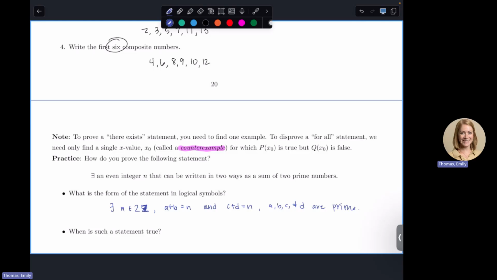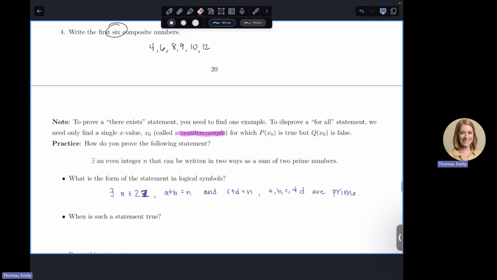You could say there exists an n in 2Z and prime numbers a, b, c, and d where a plus b equals n and c plus d equals n. The numbers have to be different from each other? Like, can c and d be the same? c and d can be the same, or like b and d, or b and c, right? You just don't want the same pair.